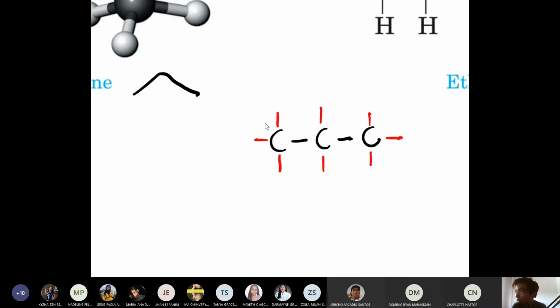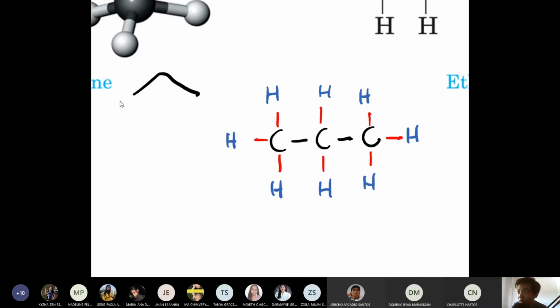Ano gagawin natin sa hydrogens? 'Di ba napapansin niyo may mga vacant na bonds, no? Itong mga nakakulay red. Doon natin ilalagay yung hydrogens, no? So, yan. So, ganun lang gagawin nyo. That's how you will get the lowest structure out of the line angle formula, the zigzag, no? So, ito yung lowest structure ng zigzag na yan.